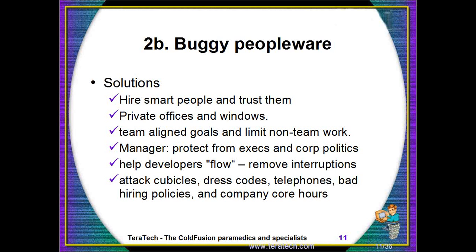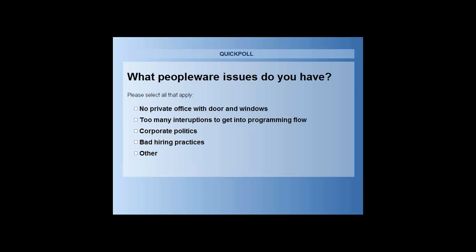I'm curious what issues people have where they are. Do we have another poll? Yes, Michael, I'll go ahead and pop the next question. So the next question is, what peopleware issues do you have? Select one or more of the following: no private office with door and windows, too many interruptions to get into programming flow, corporate politics, bad hiring practices, or any other issues you might have. Again, I'll give you a few seconds. 1, 2, 3.